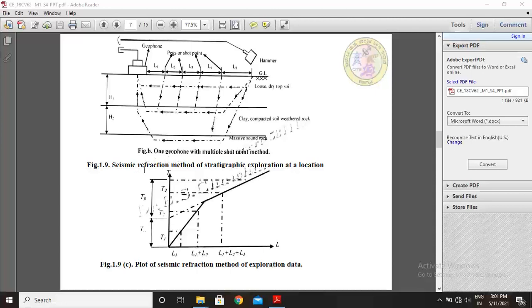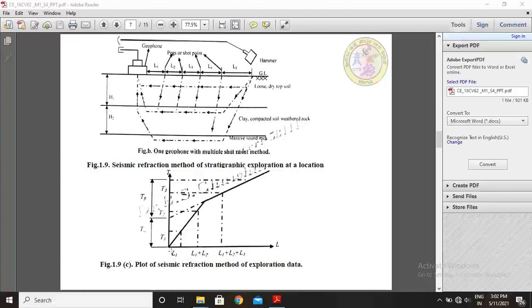So this figure is the seismic refraction method of stratigraphic exploration at a location. From the above methods, a graph is plotted, that is time versus length. X-axis is cumulative distance in meters, and y-axis is time in seconds, that is t1, t2, t3 up to nth time, and here on the x-axis is L1 distance, L2 distance, L3 distance, L4, like that.